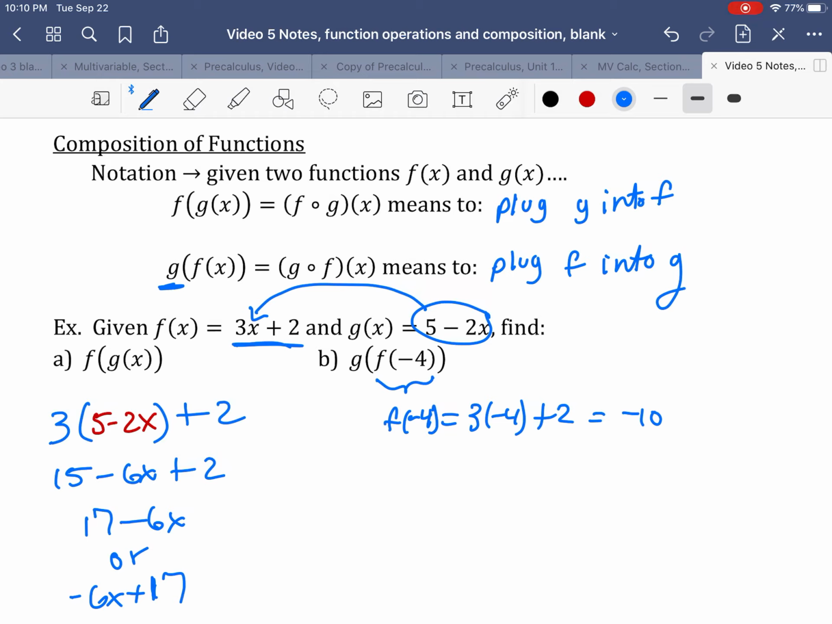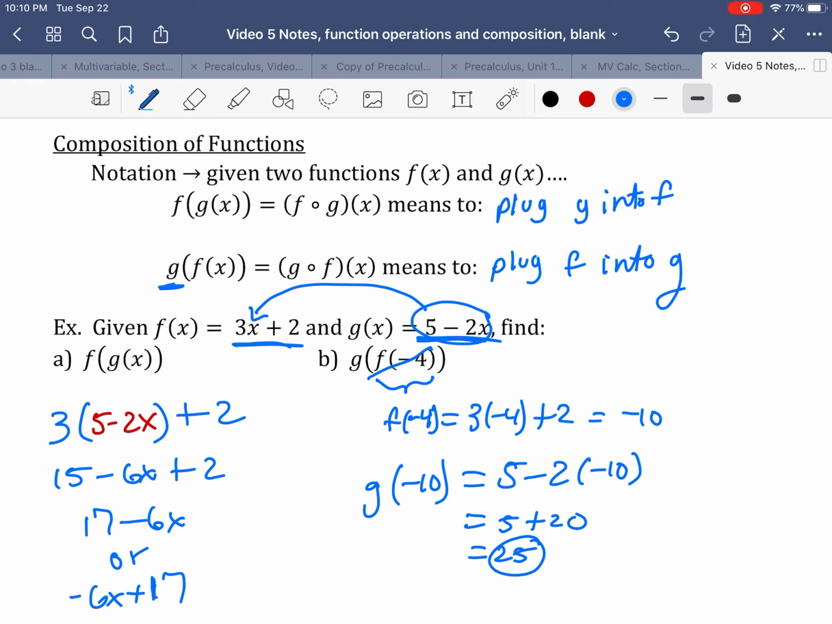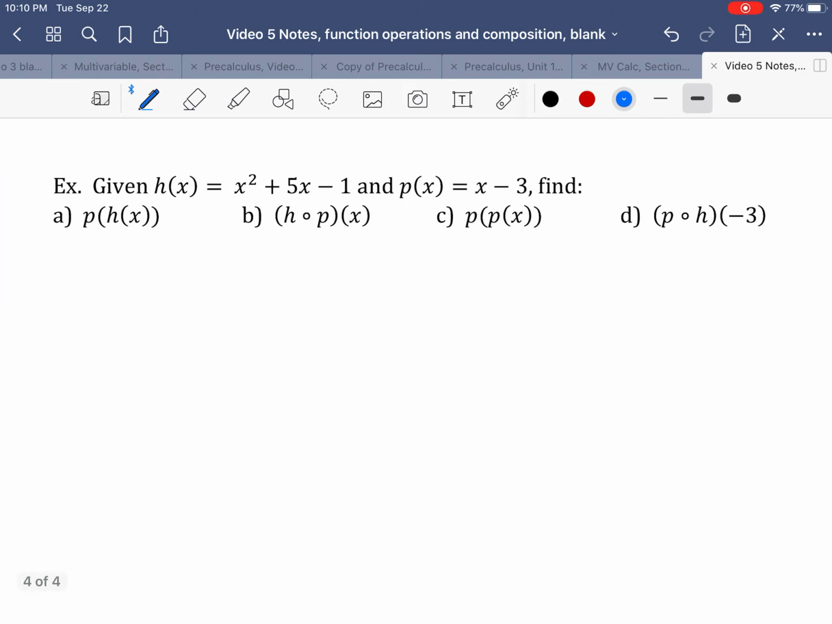So now I have to take that, and I know that this is -10 now. So now I want g of -10. So that means I'm going to plug -10 into this guy. So 5 minus 2 times -10. So that would be 5 plus 20, so 25. And there I go. So ask a number, get a number. All right, so the last one here is just a little bit harder with the function here.